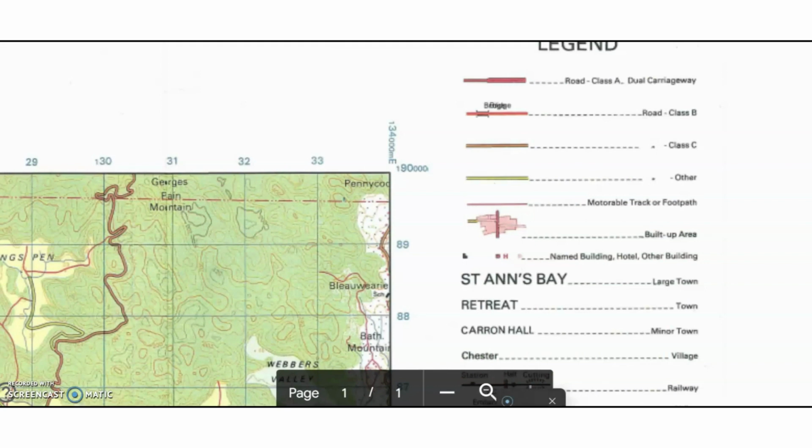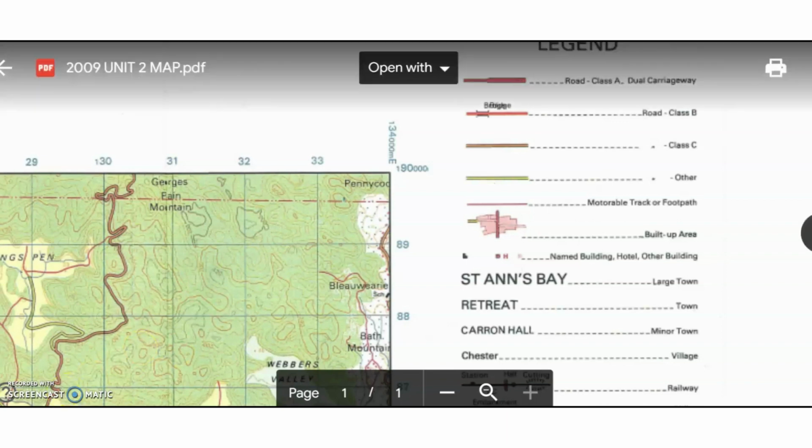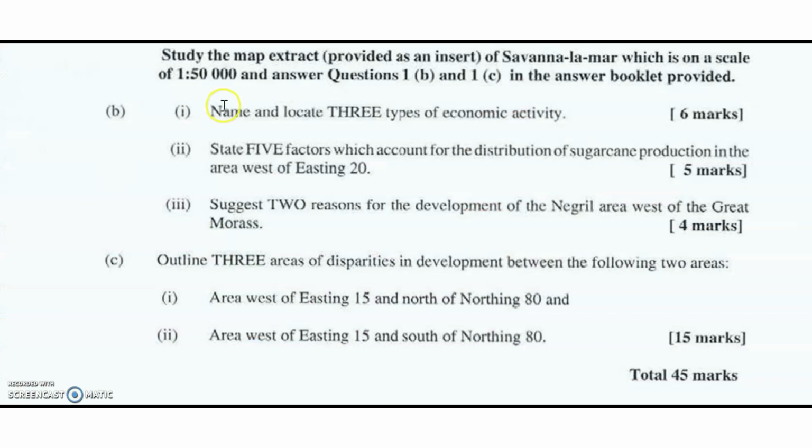All right. I want you all to simply look at the map to a large extent and look at every specific detail. Do not spend too long looking at it, but be as explicit as possible in terms of your description as well in the questions. Now, question B, part 1. We have to name and we have to locate. All right, name and locate 3 types of economic activities.